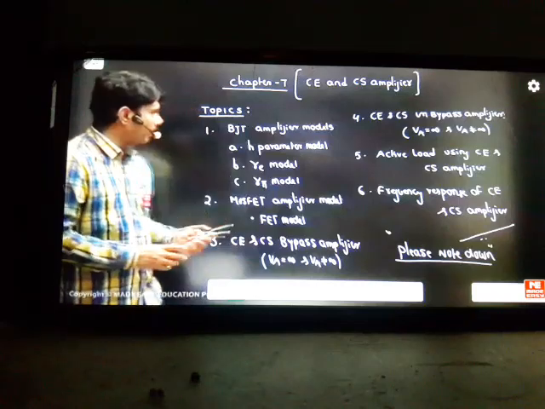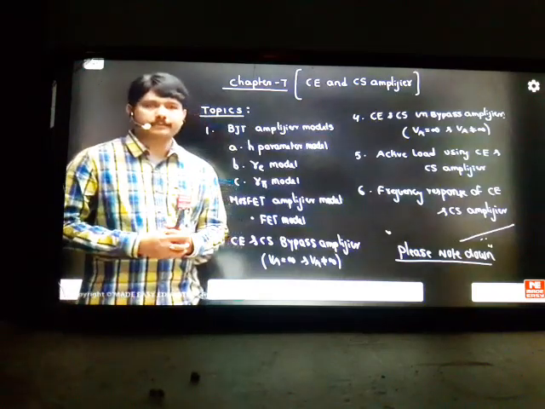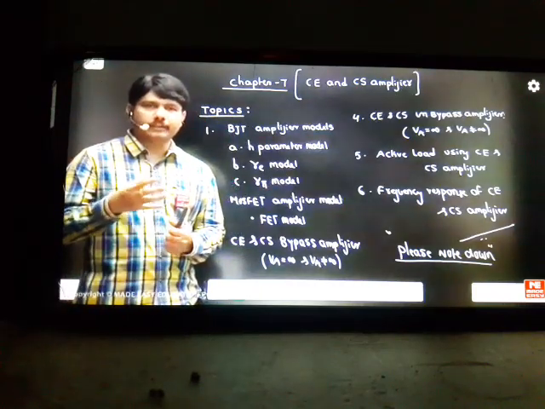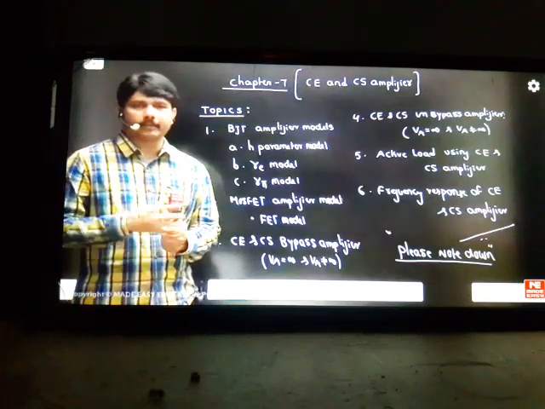Please note down in your notes. First, what I'm going to teach is BJT amplifier models. First, we'll try to understand today how many models there are, what theories they apply, and which theory's advantage you have to use at what time. These are all things a student should get a grip on in the subject. Then only is he good at doing amplifiers.